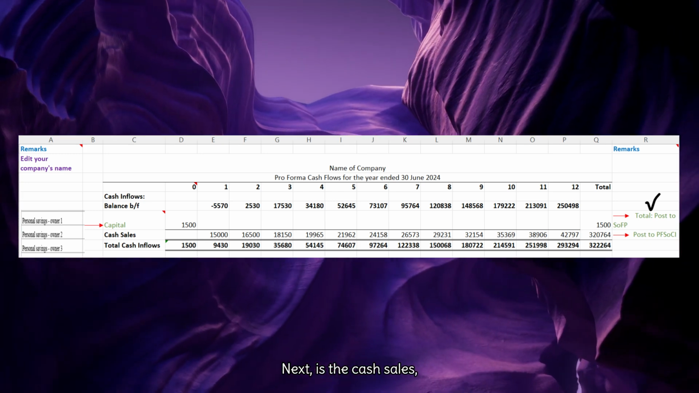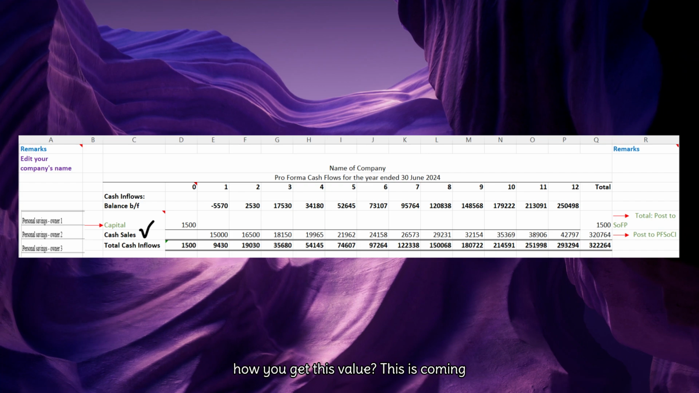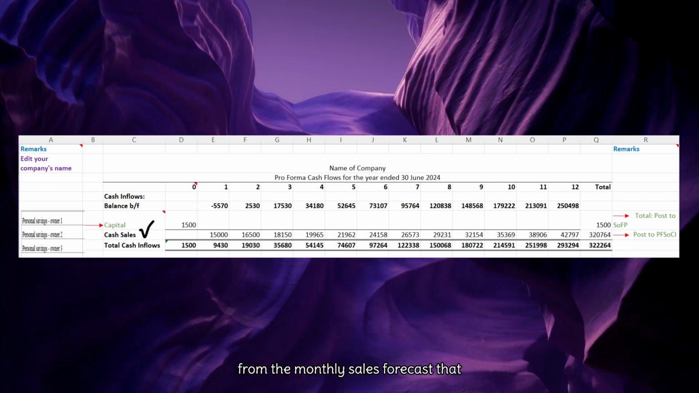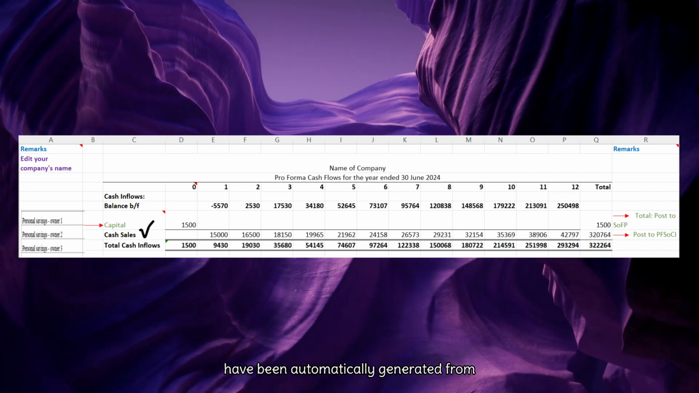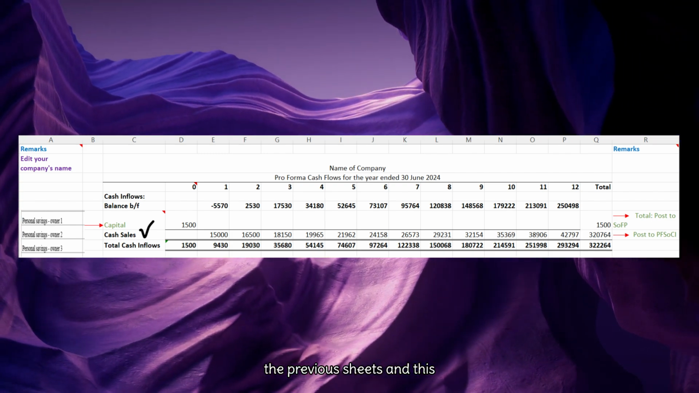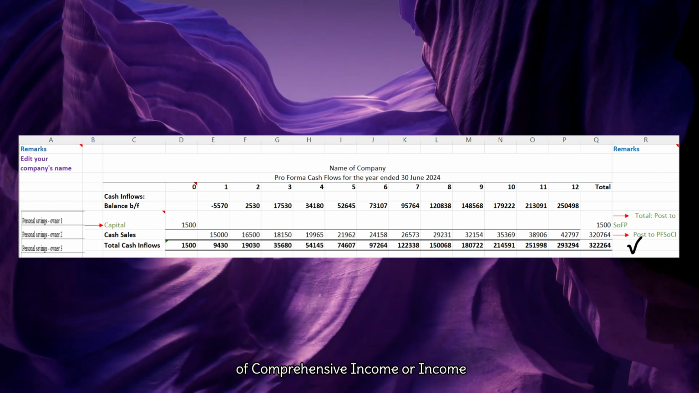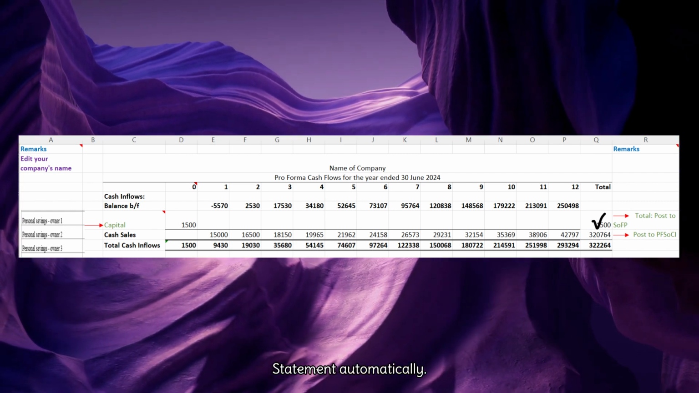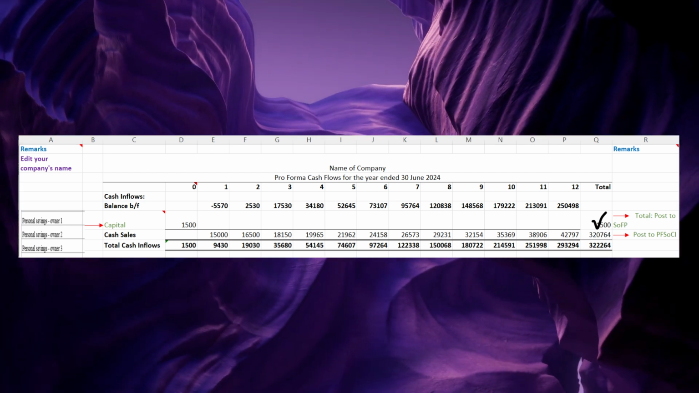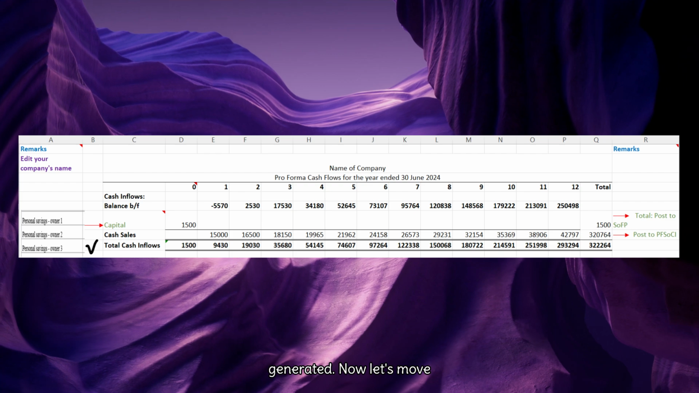Next is the cash sales. How you get this value? This is coming from the monthly sales forecast that have been automatically generated from the previous sheets. And this balance will be brought to the statement of comprehensive income or income statement automatically. Total cash inflows also auto-generated.